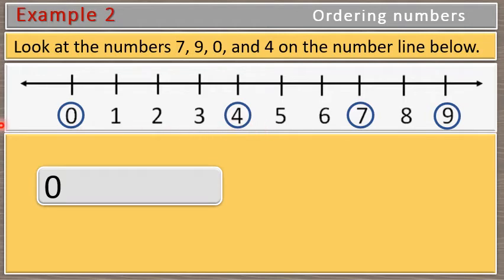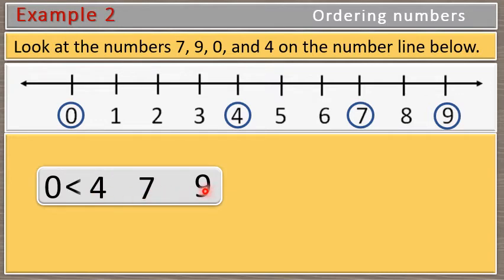So we find 0 first here, and the next marked number is 4. Let us write down 4 here, and next we have 7. Let us write down 7, and finally we have 9 here. Let us write down 9. So now if you look at these numbers, these are in increasing order: 0, 4, 7, 9.